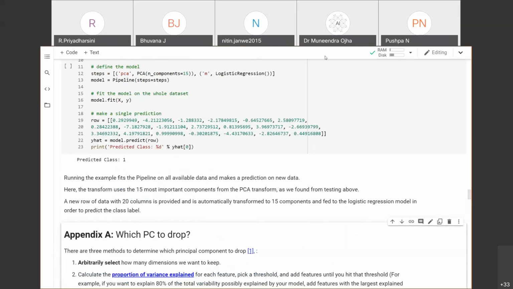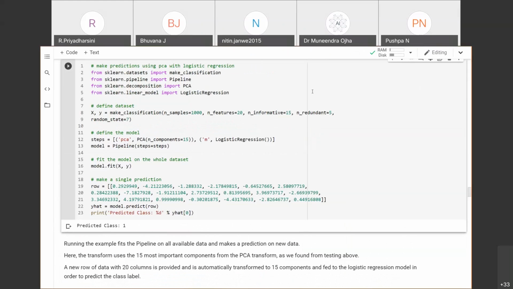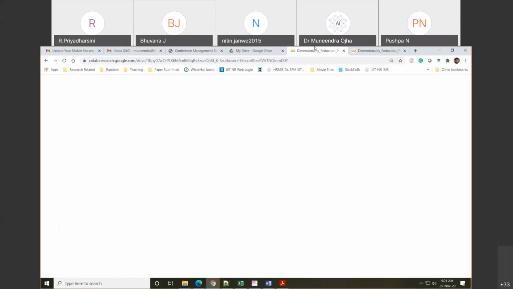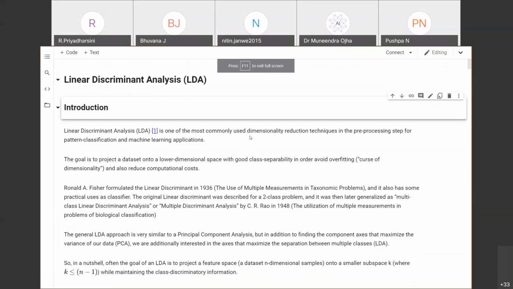Now from here I will move on to linear discriminant analysis. Linear discriminant analysis is also very close to principal component analysis. However, there is a unique difference between linear discriminant analysis and principal component analysis.